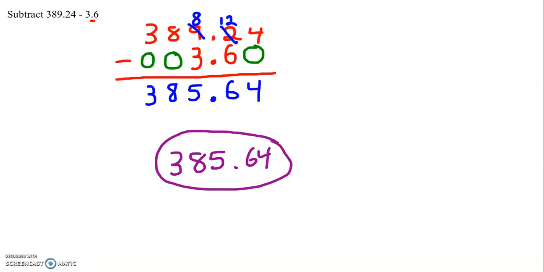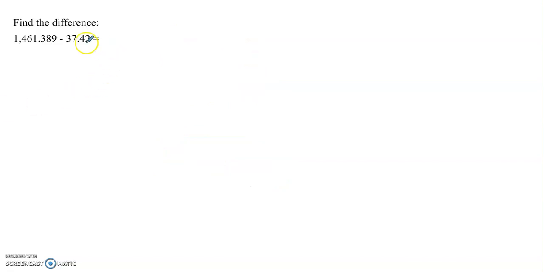Now that we have this one down, let's look at another example. Here it says find the difference. Remember, if we see the word difference, we're talking about subtraction. So I have 1,461 and 389 thousandths minus 37 and 42 hundredths.